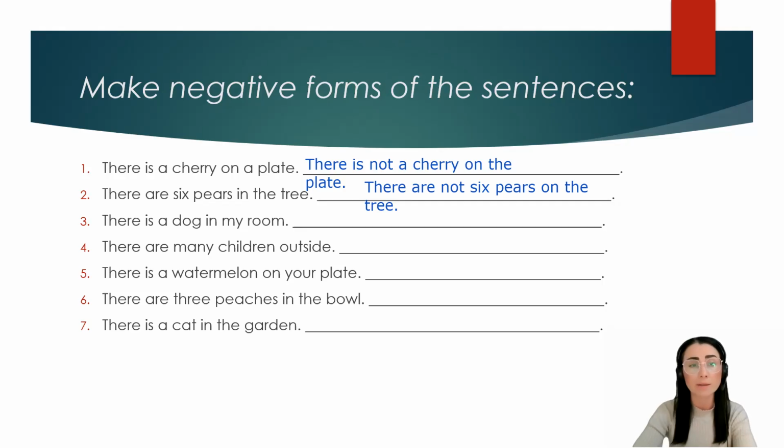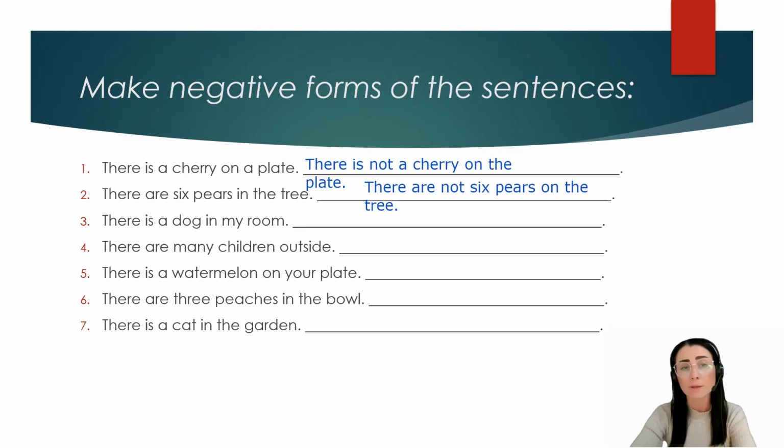Number 3. There is a dog in my room. There is not a dog in my room. There isn't a dog in my room. Number 4. There are many children outside. Negative. There are not many children outside. Short form. There aren't many children outside.